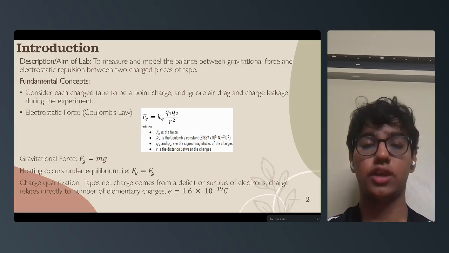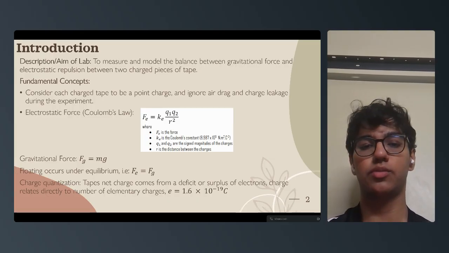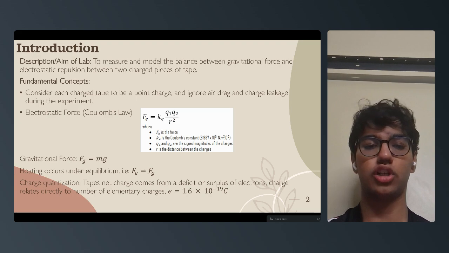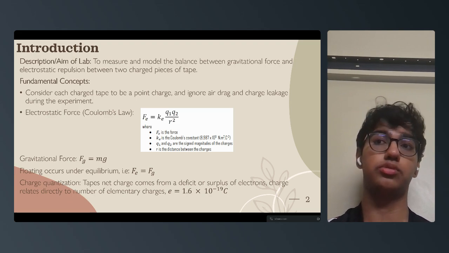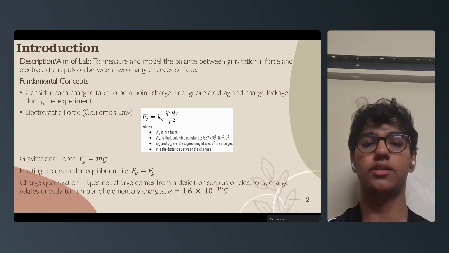Charge quantization. The net charge of the tape comes from a deficit or surplus of electrons. Charge relates directly to the number of elementary charges, where the smallest unit of elementary charge is e equals 1.6 times 10 to the negative 19 coulombs.